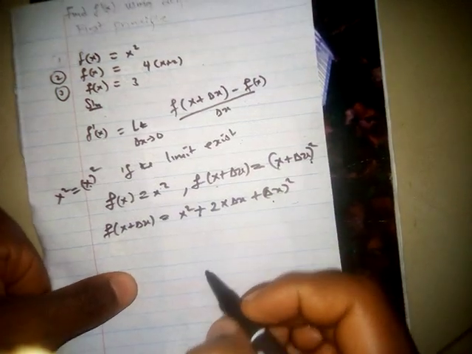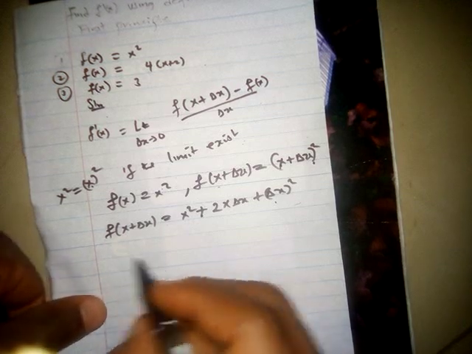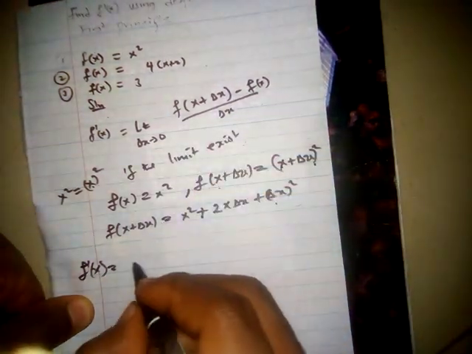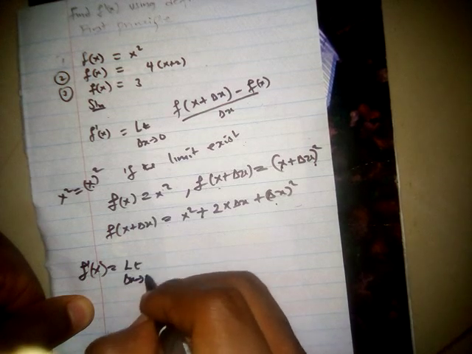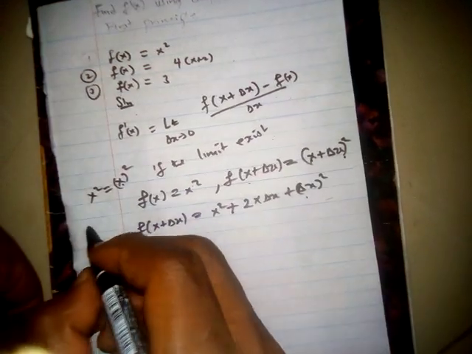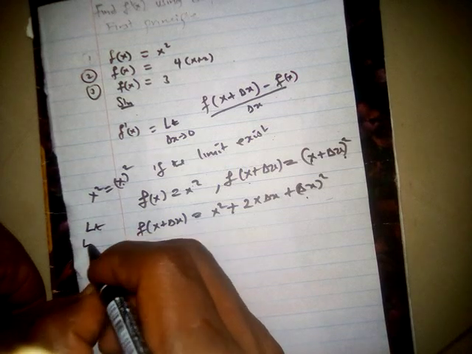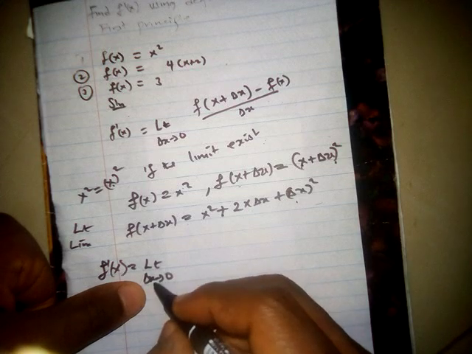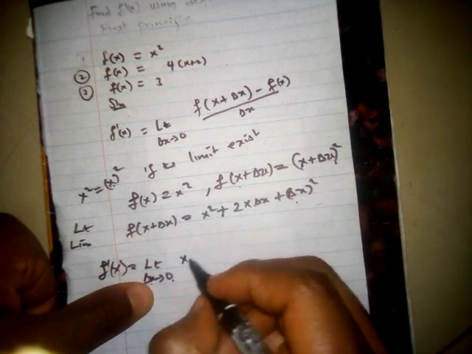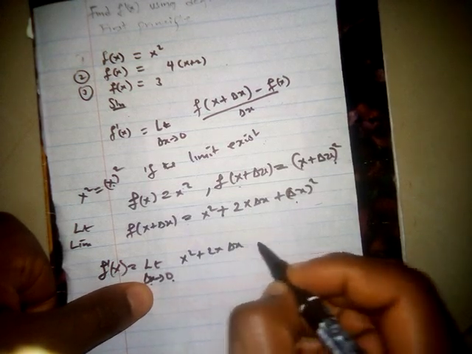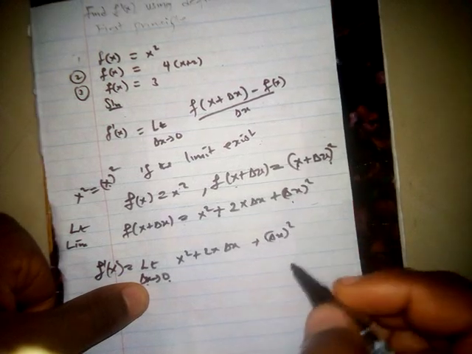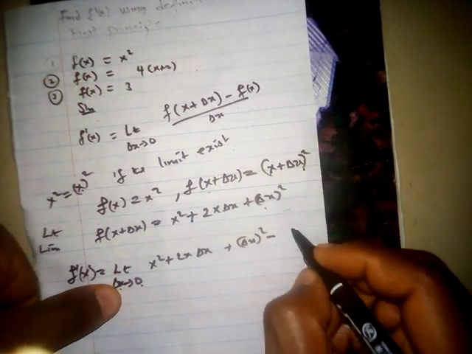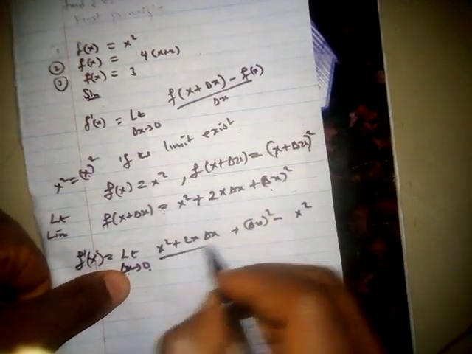So the next thing is to go back to our definition. We have f prime of x is equal to the limit as change in x approaches 0. In some contexts, limits can be written as this or as lim, so whichever one you like you can use. We write x squared plus 2x change in x plus change in x all squared. That is for f of x plus change in x. Now we do minus f of x, which is x squared.